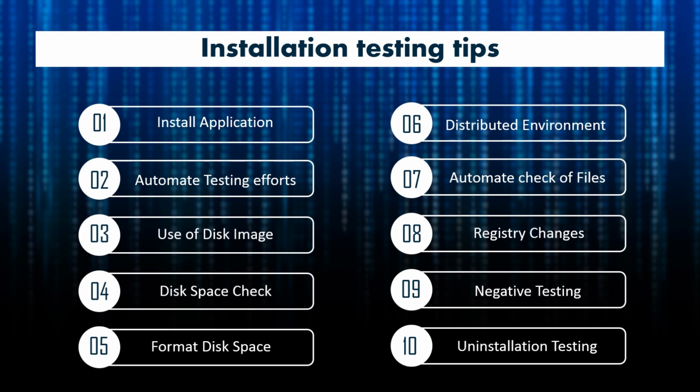Next, we have automating the check of files installed after installation. You can use an automated script to check whether all the required files are installed successfully or not. Then we have confirming registry changes after installation. Here you have to check for registry changes after the installation of your software. Then we have negative testing in installation testing. This intensely tries to break the installation process to check the behavior of the application under such conditions. Finally, we have uninstallation testing. You should also check that the user is able to uninstall the application without any error, removing all folders and files related to the installation.